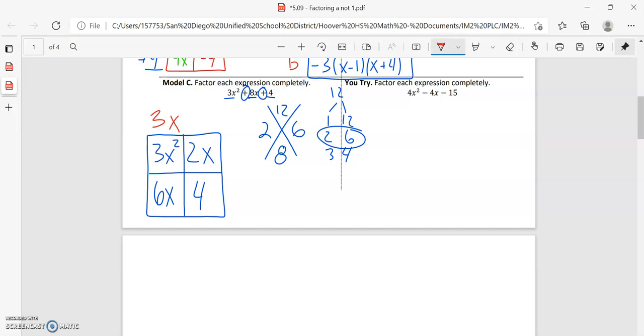And then 3x times what is 3x squared? Just an x. Then x times 2, and 2 times what is 4? Also a 2. So we're going to have 3x plus 2, and this is also plus 2 down here. X plus 2 is our other binomial.